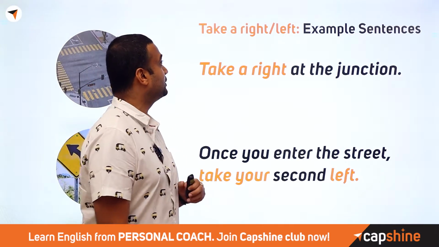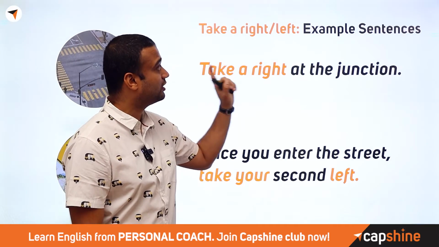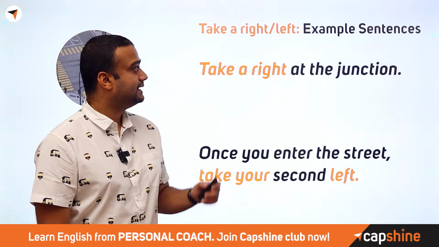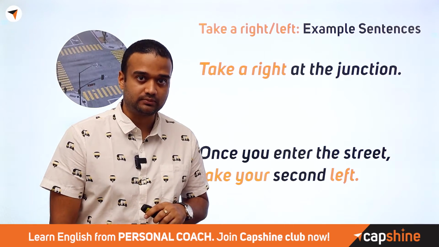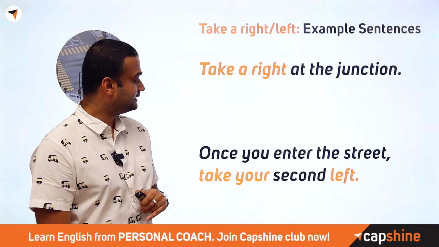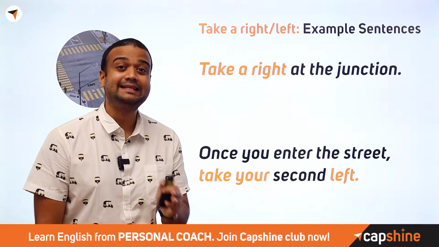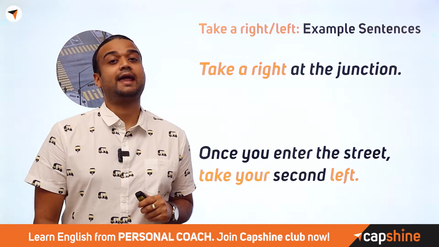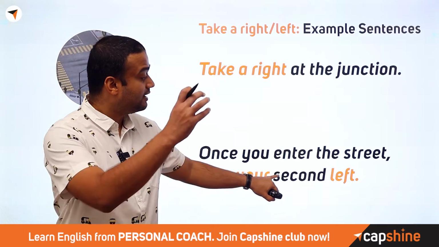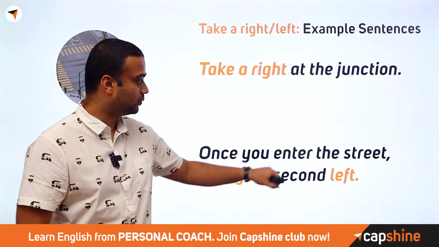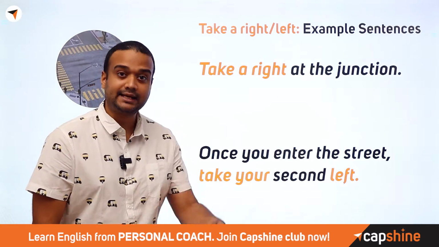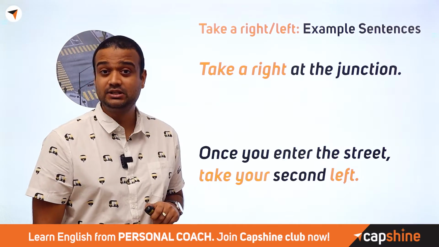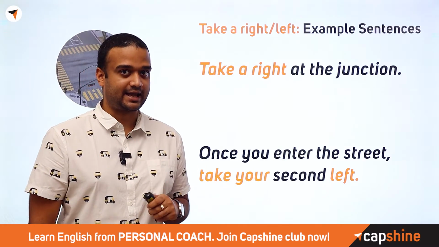Another phrase that we will talk about is take a left or a right. For example, take a right at the junction. Once you enter the street, take your second left. Notice how it's very accurate and it also focuses on a particular thing to focus on. Once you enter the street, take your second left. This helps navigation and makes giving directions very accurate.